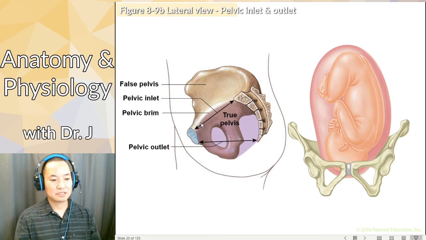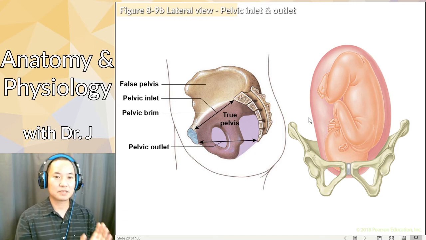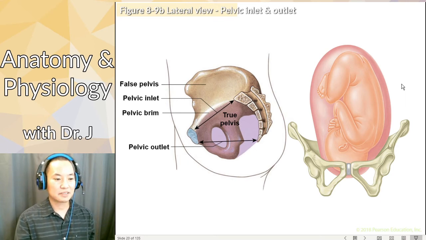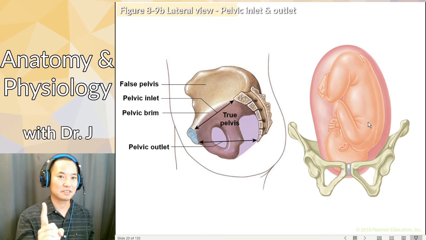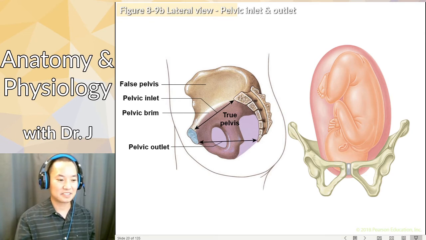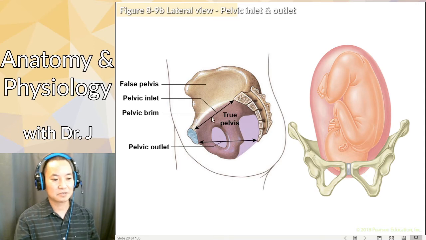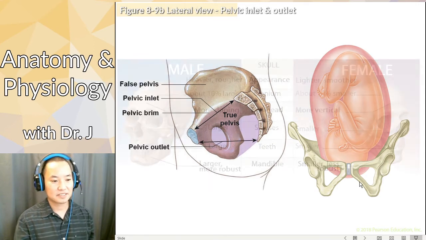And why is that important? Well, if a woman's pregnant and she's delivering her baby, where does the baby have to pass through? Well, it's sitting up here above the false pelvis, but eventually, assuming it's not a cesarean birth, if it's delivered the natural way, then it'll go through the true pelvis.